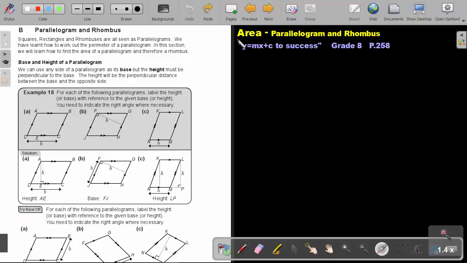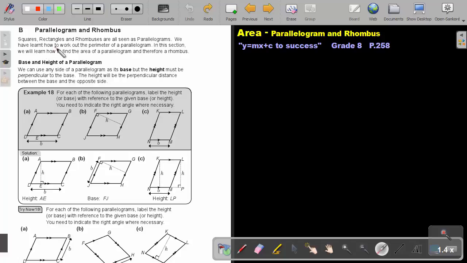Part 10. The area of a parallelogram and a rhombus. You will find this on page 258 in the Namibian Mathematics Grade 8 textbook. A parallelogram and rhombus. Squares, rectangles and rhombuses are all seen as parallelograms.